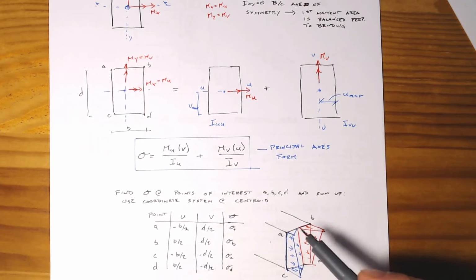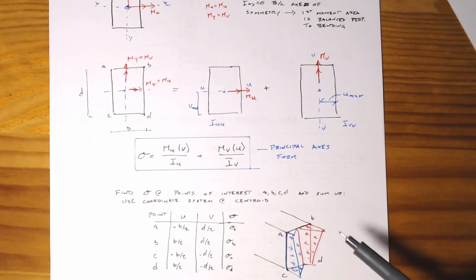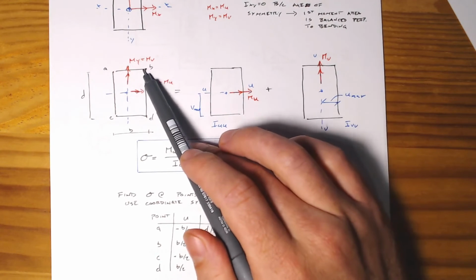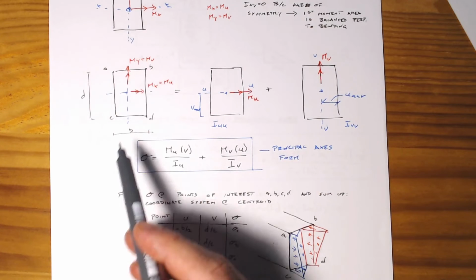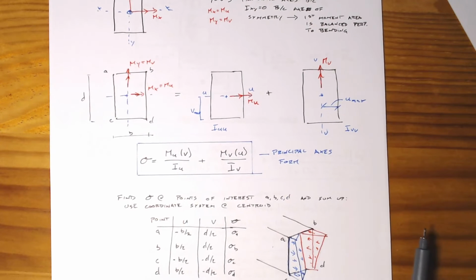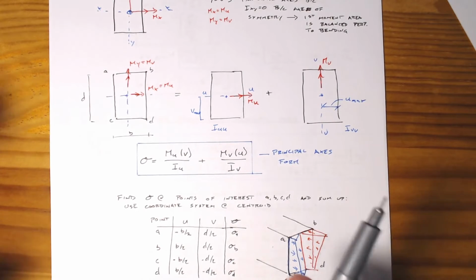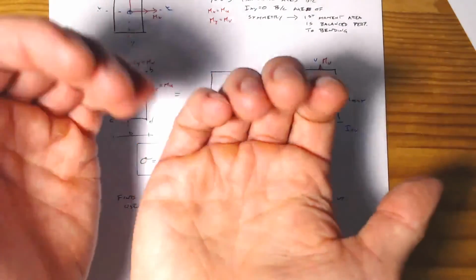Our stress distribution from this biaxial bending would look schematically something like this, where the top is going to go into compression, and then point B and point C are going to go into tension, because we know the bending moments are going in both of those directions. And we've got something like that going on.